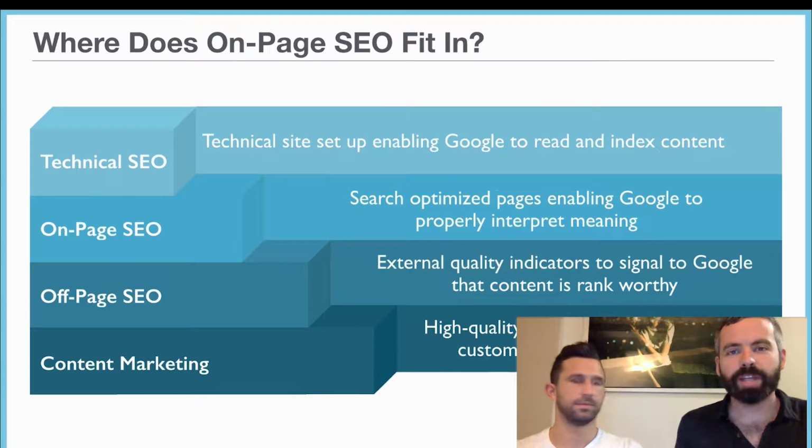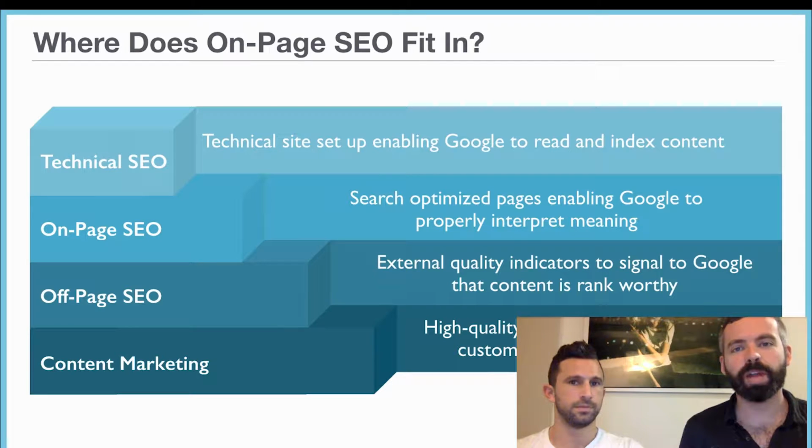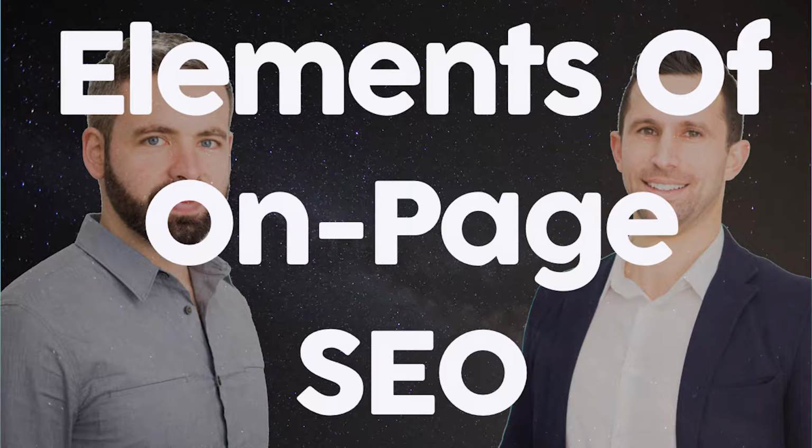So how does on-page SEO fit into our overall strategy? Remember, Google wants to provide searchers with the most relevant and valuable search results for the term at hand. Technical SEO enables Google to read and index your content. On-page SEO enables Google to determine what it's about and how relevant it is to the searcher. And off-page SEO enables Google to determine how high quality the content is. The way we implement an on-page SEO strategy is through optimizing our pages, including all of our pieces of content. Now let's dive into that in more detail.